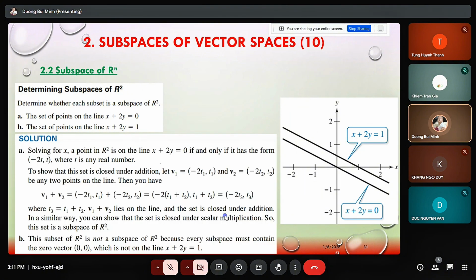Look at this one. We have the vector space, right? The vector space will be R2 because we have two dimensions, x and y. The question is to determine whether each subset is a subspace of R2 or not. If we consider x plus 2y is 0, that means this line goes through the origin. So this one is a subspace.